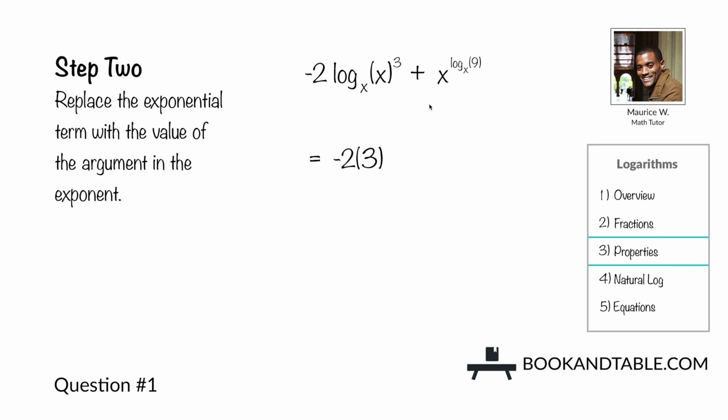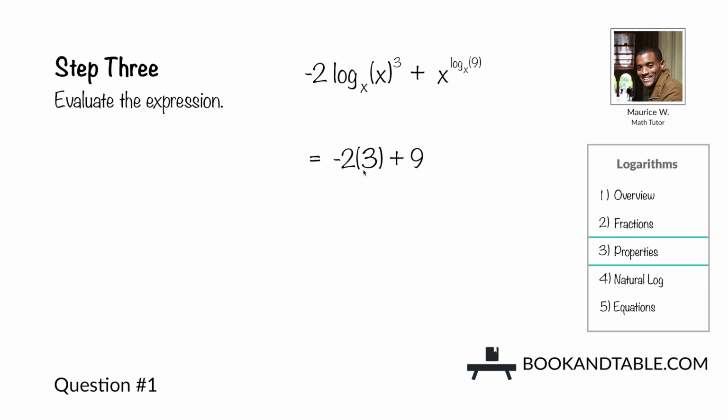And now we can simplify the second term. So we want to replace the exponential term with the value of the argument in the exponent, which is 9. So we wind up with -2 times 3 plus 9. And when we evaluate this, we wind up with -6 plus 9. And -6 plus 9 is equal to +3.